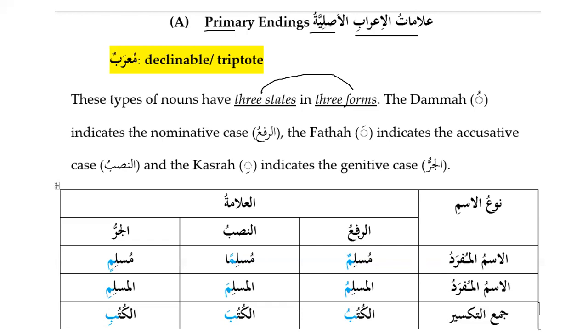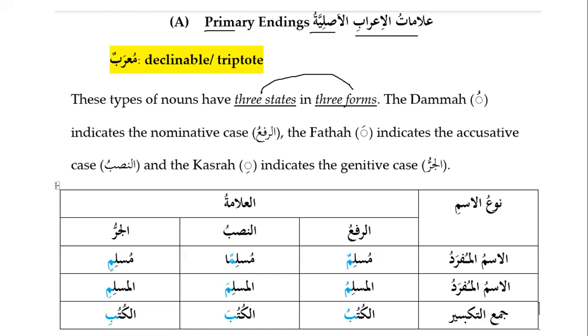we will say that this is marfu, or raf bil dhamma, wa mansub bil fatha, and majrur bil kasra. All right. So we will not say that it's marfu by tanween, because then Muslimun is also tanween, Musliman is also tanween, and Muslimin is also tanween. It has only one name, but we have three different states. So that's why we say this is marfu by the dhamma, and this is mansub by the fatha, and this is majroor by the kasra. Okay, then we have either a common noun or a proper noun. We will have dhamma, fatha, and kasra.